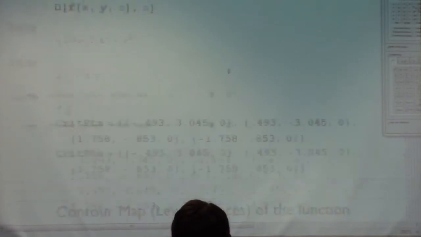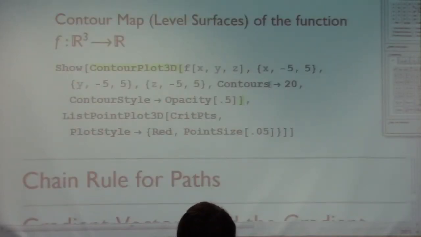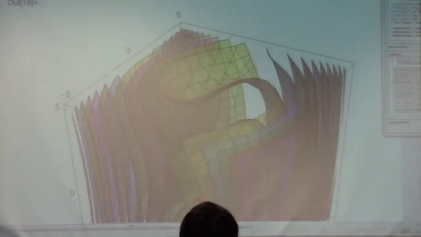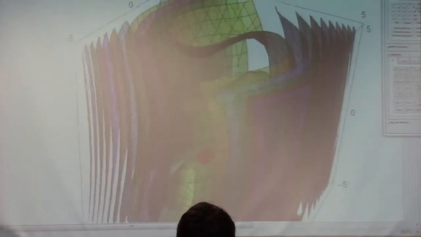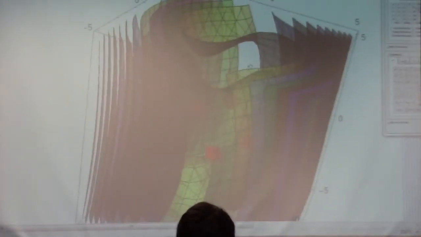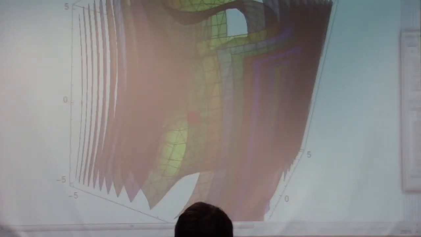Here are the first derivatives, here are the critical points in 3 dimensions. Here was the contour map, we saw this before. Got the critical points in there. We want to try to classify those critical points as local maxes, local mins, or saddle points, some sort of higher dimensional saddle point that it's hard to understand how to visualize at first.